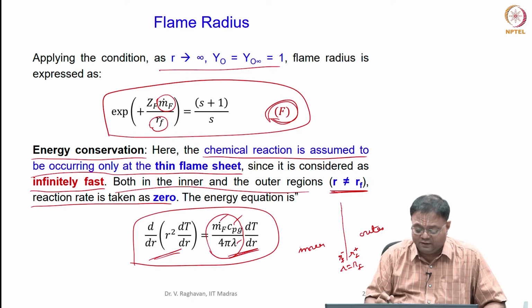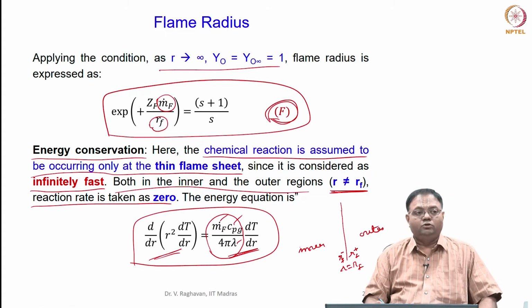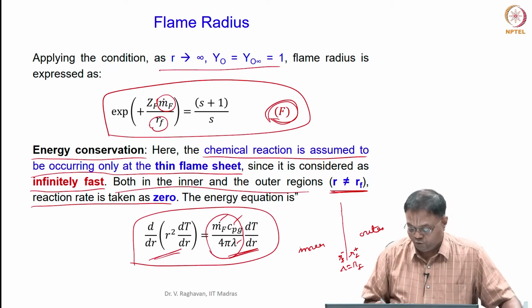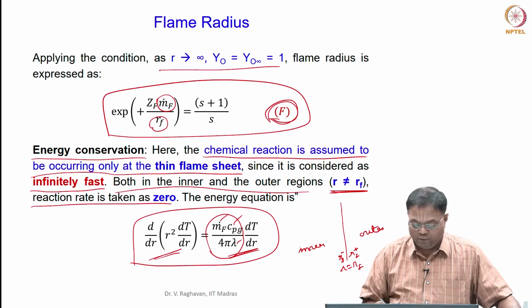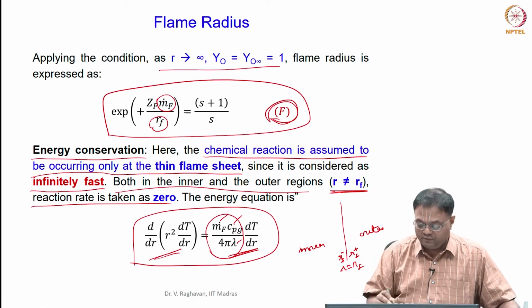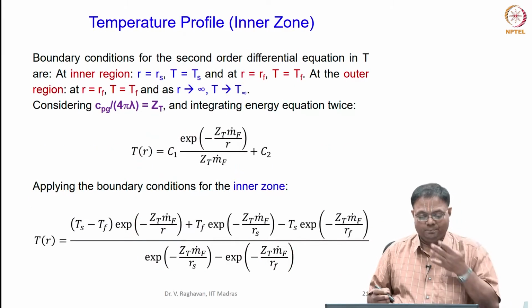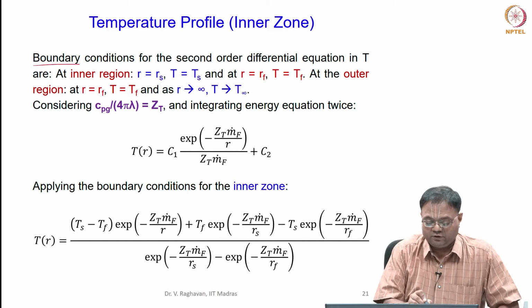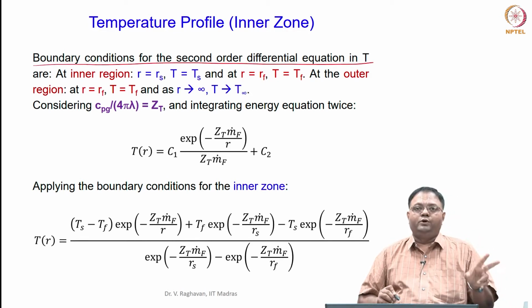Now please understand that this equation is a second order equation involving temperature, so we can basically go and integrate. The boundary conditions we have to use appropriately, but please understand that there are two regions, inner and outer region. So the same equation can be used to solve both. So, the boundary conditions for the second order differential equation in temperature. Okay, now there are two regions, as I told you.